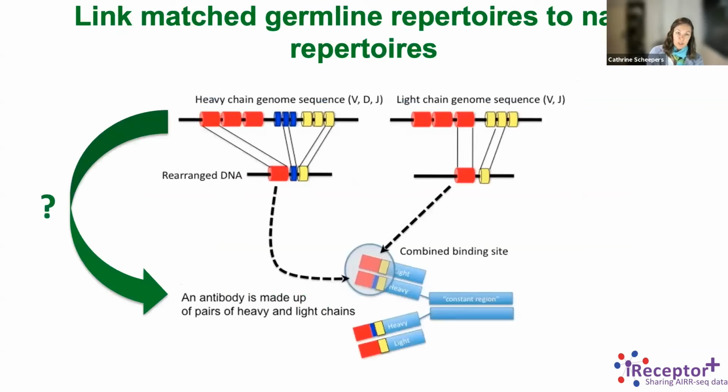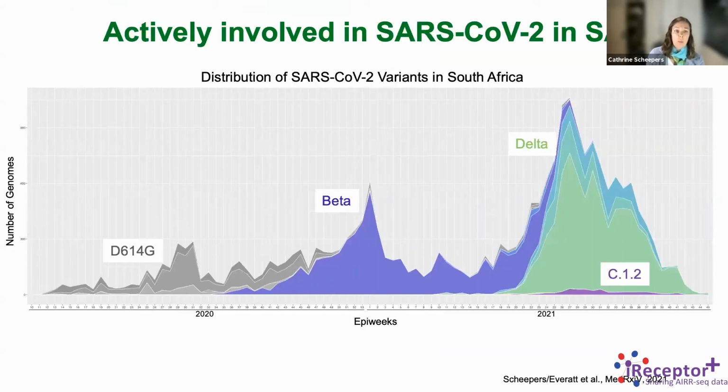We're also in the process of linking germline repertoires to the naive expressed repertoire. We have matched germline data with naive expressed repertoire, and the question here is how diverse germline genes influence antibody responses. I'm just going to very briefly talk about SARS-CoV-2. Like many researchers, we've also had to pivot to understanding SARS-CoV-2, and I've been actively involved in SARS-CoV-2 surveillance.